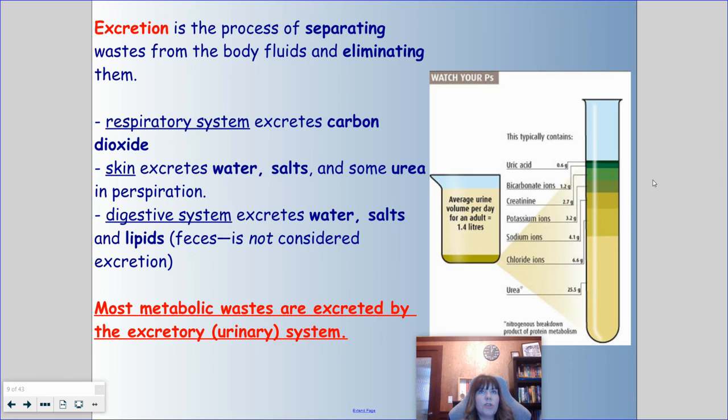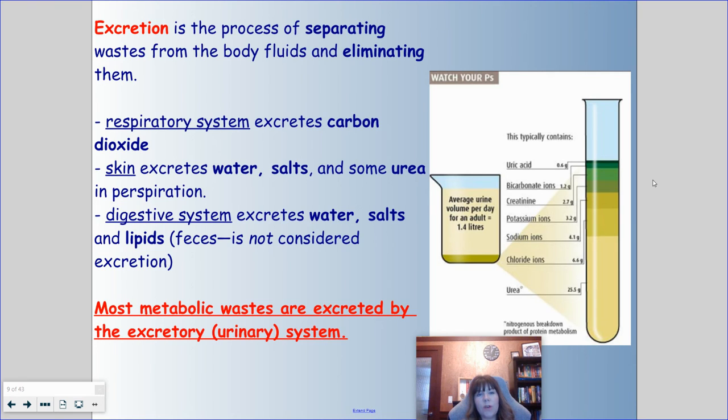So the excretion, this is the fill in the blank part of your notes. Excretion is the process of separating waste from body fluids and eliminating them. Just a simple definition. Separate and eliminate. Again, your body does this in almost all systems, okay? Not just the urinary system, so the excretory system actually encompasses a lot. The respiratory system gets rid of carbon dioxide. Your skin actually gets rid of waste through sweating, so water, salts, and you actually sweat out some urea in your perspiration. The digestive system, we also know, gets rid of excess water, salts, and lipids, okay?